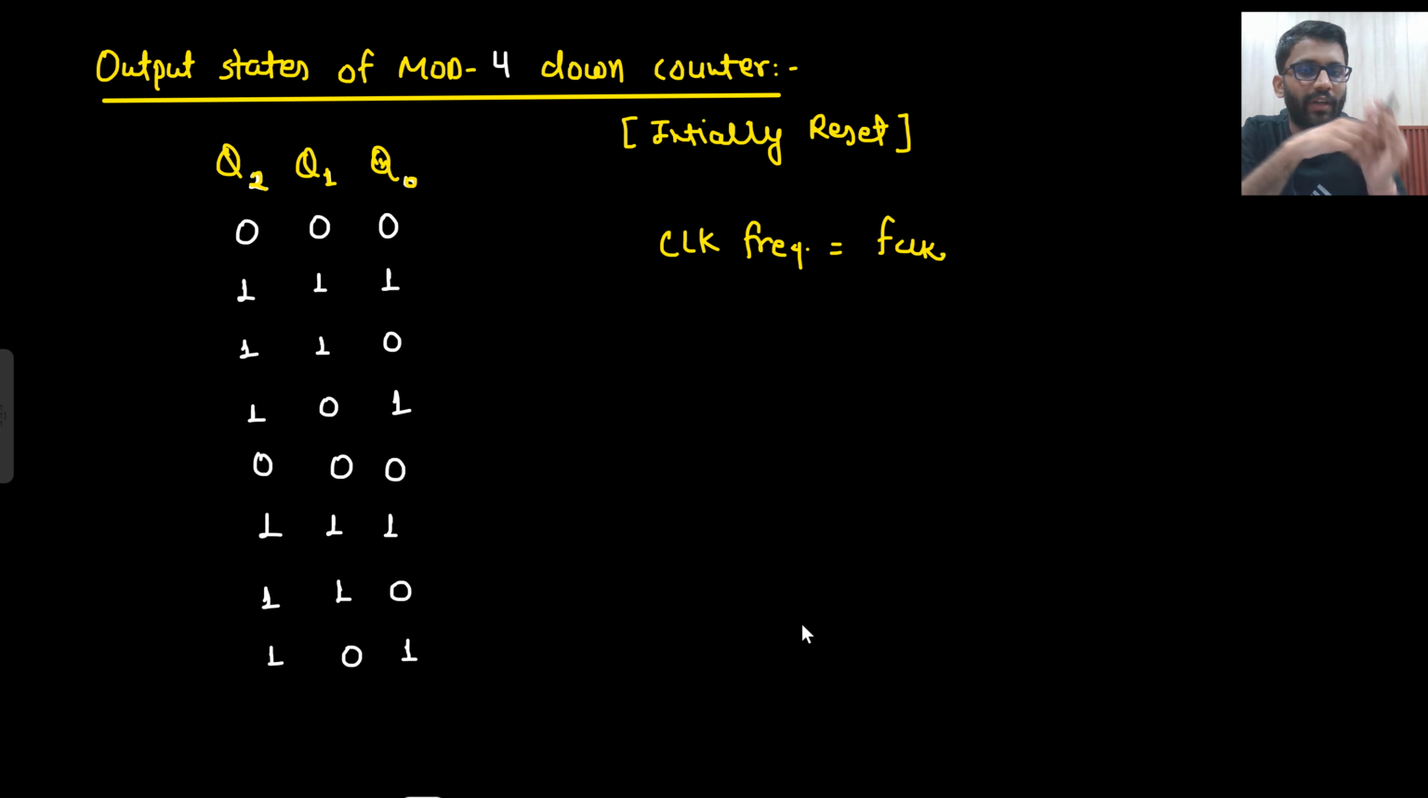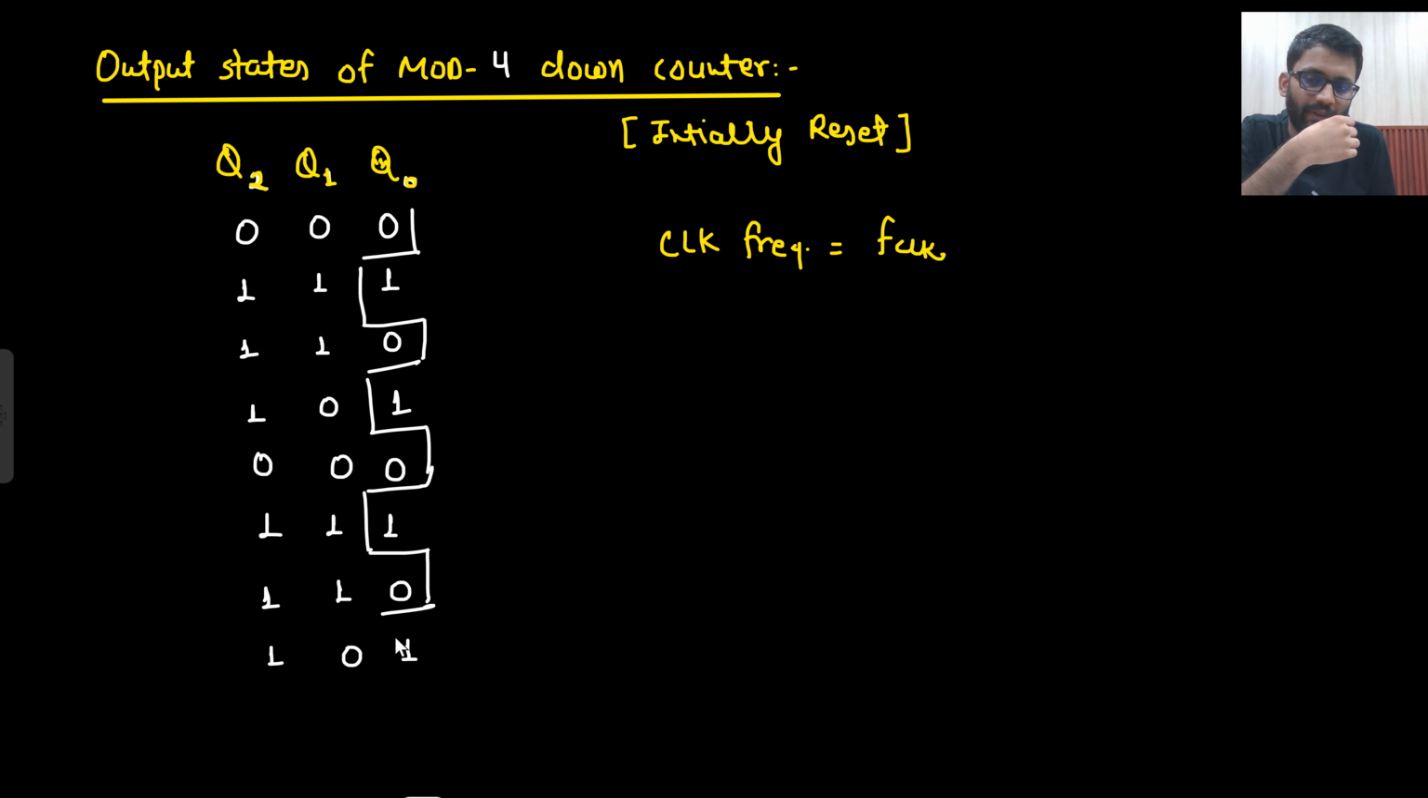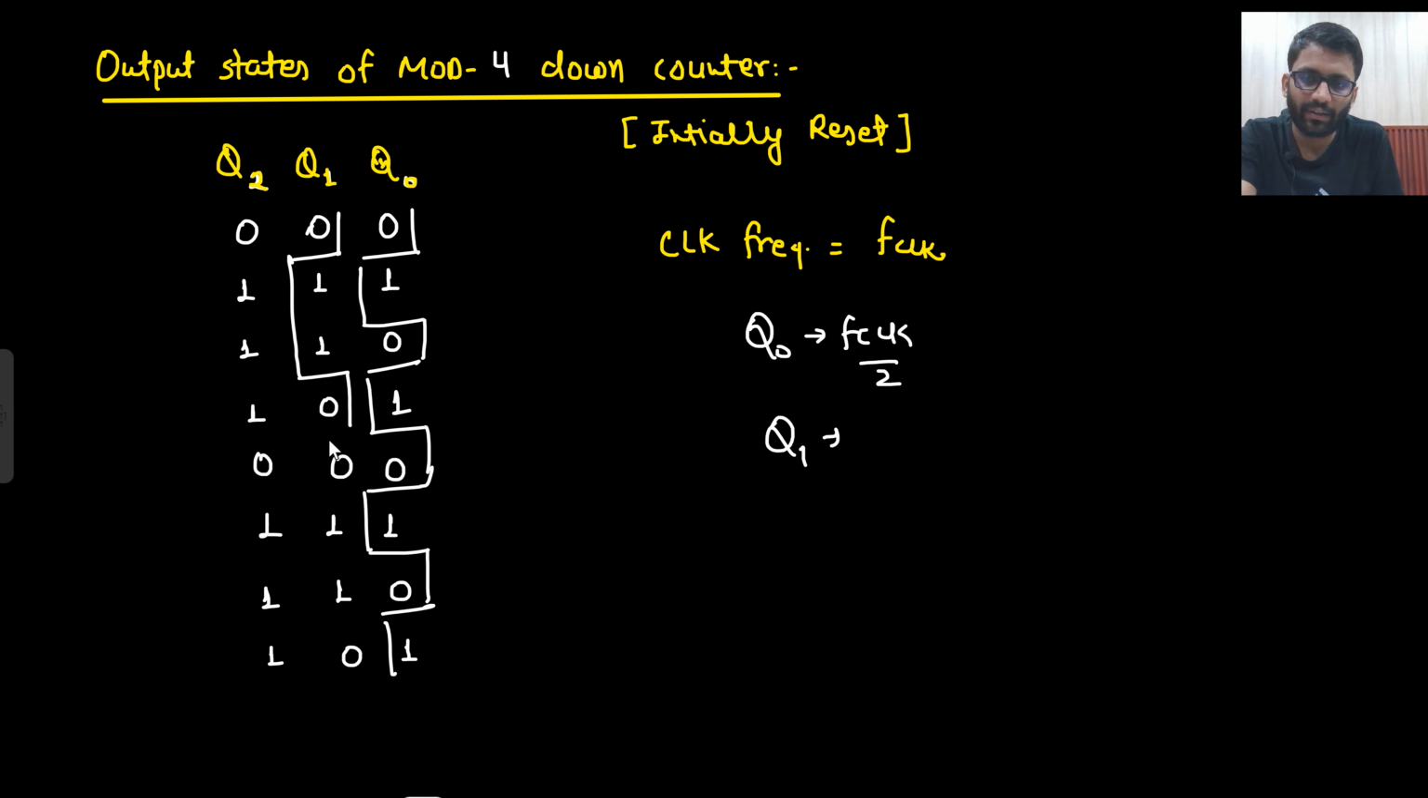Let's see this in a mode 4 down counter, initially reset. What do you see? 0, 1, 0, 1, 0, 1. For Q0, F clock by 2. For Q1, you can check: 0, 1, 1, 0, 0, 1, 1, 0, 0, 1, 1, 0. So these 4 cycles, 0, 1, 1, 0, and then it is repeated. So F clock by 4.